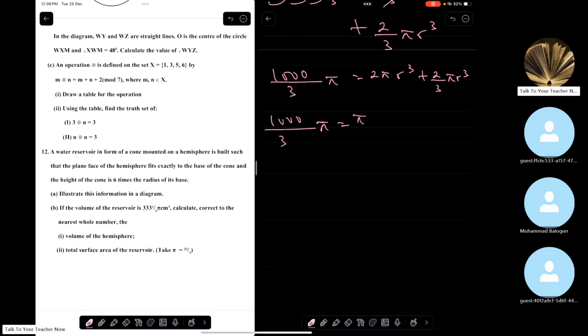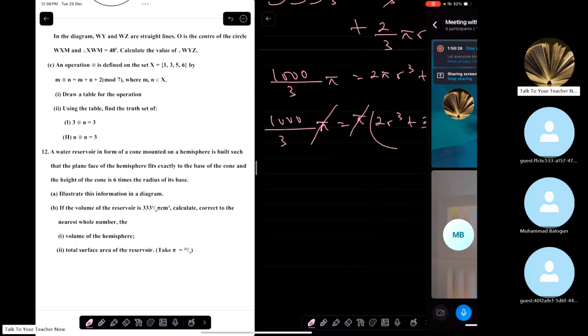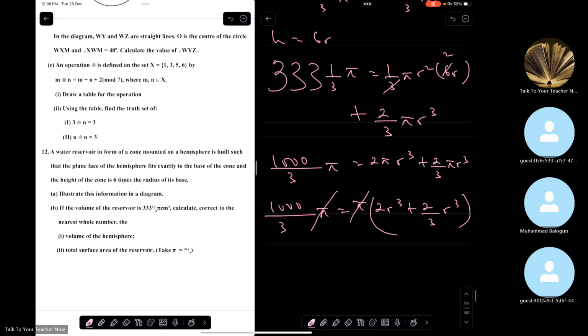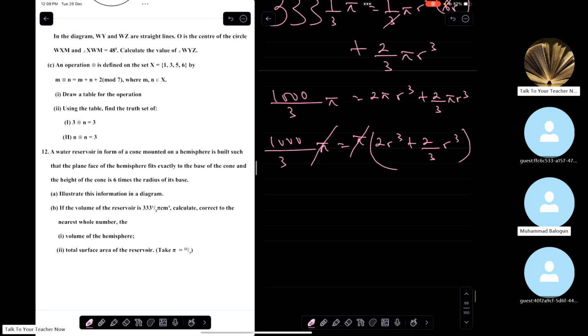Okay, let me just factor pi out of it, and then I'll have 2r cubed plus 2 over 3r cubed. Do you understand? So this pi cancels this pi. Mohammed, do you understand? Yes, I do. So I'm factoring pi cancels pi.